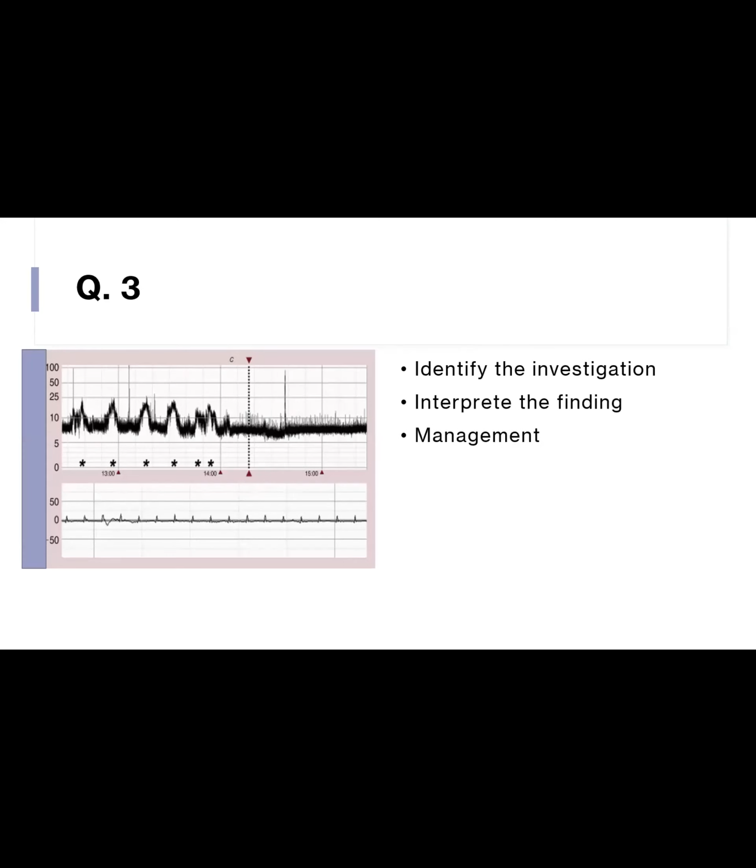Yes, all of them have said aEEG. They have identified it. Yeah, so this is amplitude integrated EEG. You can see the voltages displayed here, and these are the waves. This is a compressed EEG over 6 seconds.